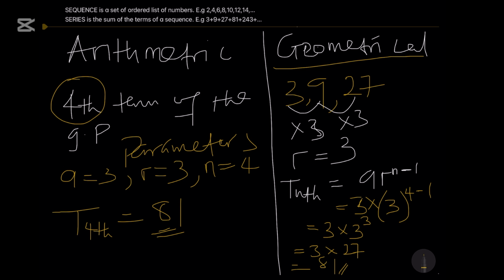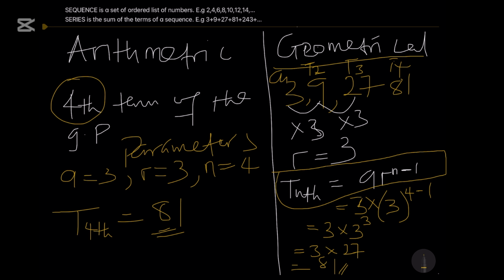So this is our first term, which is always A1. Second term, we can also call it T2. T3, third term. So T4, we're able to get our T4 to be equal to 81. So anytime you are asked to look for the nth term of a GP, we apply this formula. So for the nth term, we apply the formula for finding the nth term of a GP.